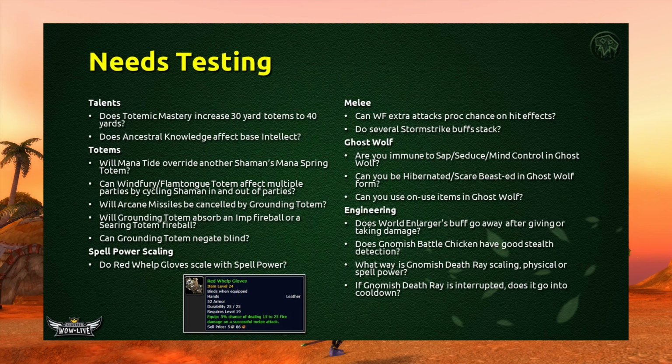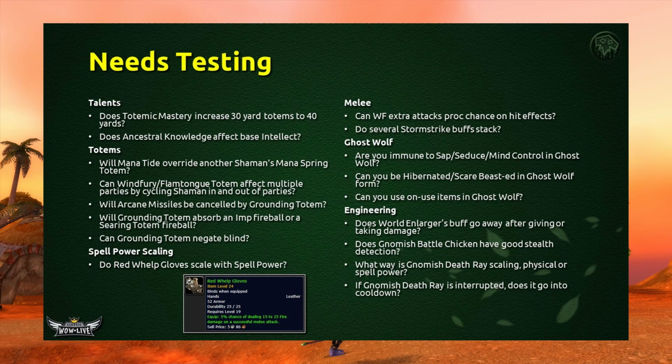For Ghost Wolf, are you immune to Sap, Seduce, Mind Control in Ghost Wolf? Can you be hibernated or Scare Beast in Ghost Wolf? And what items can you use in Ghost Wolf? I said you couldn't use potions or consumables, but in private servers you're able to use some engineering pieces and on-use items. So are you able to use those in Ghost Wolf?